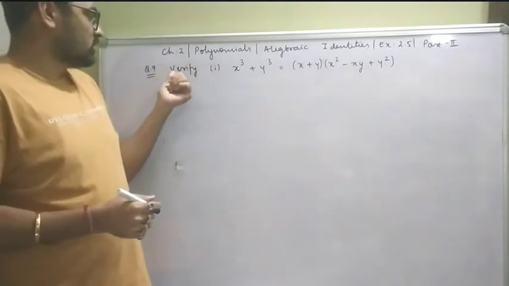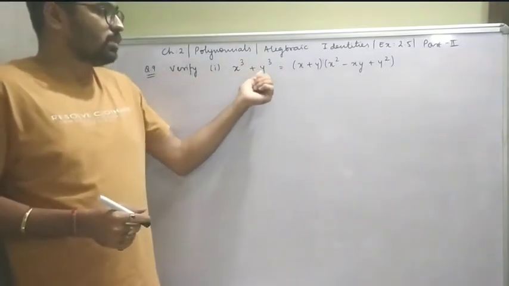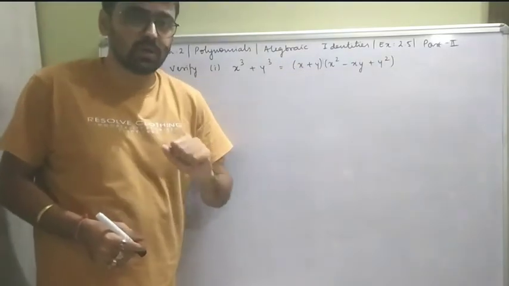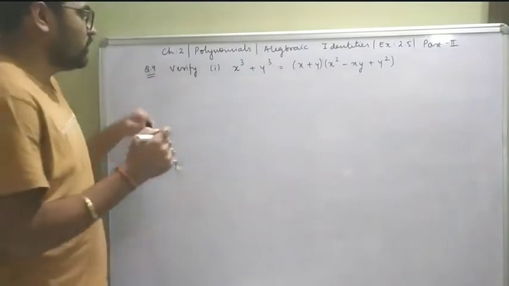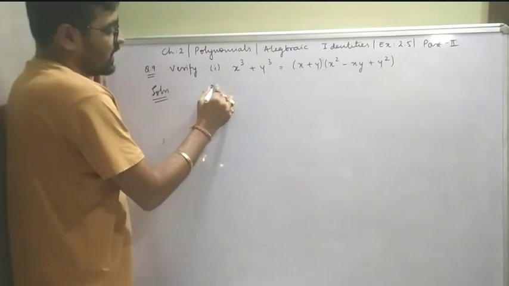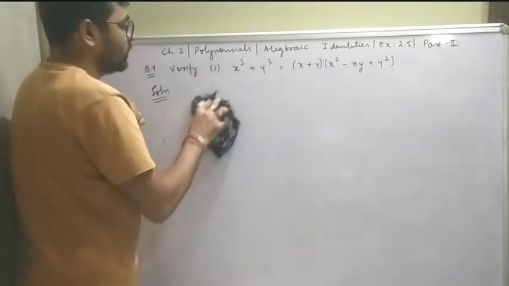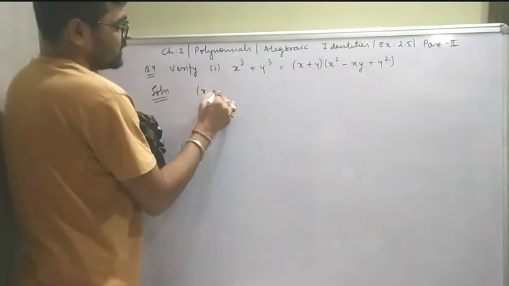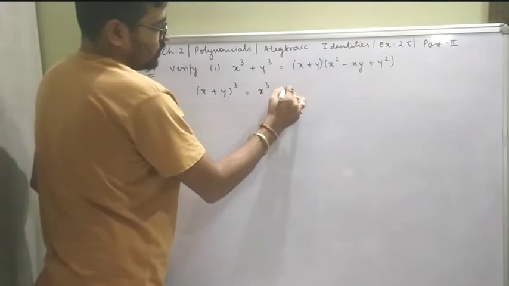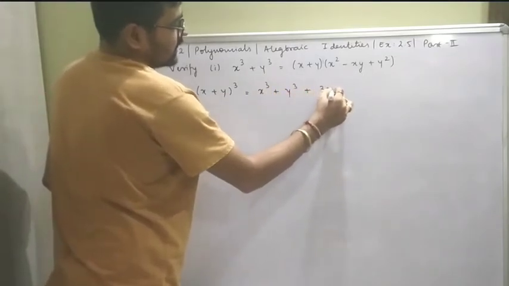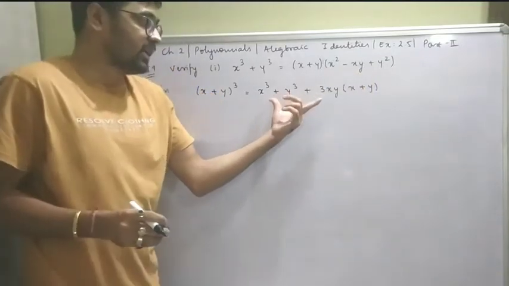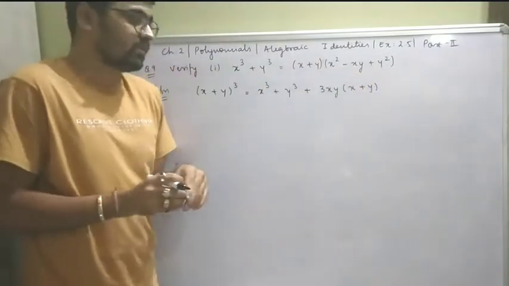In question number 9, verify first x cube plus y cube equals x plus y into x square minus xy plus y square. Now we have to verify this. How are we going to do it? First of all, I have one of the identities, which is x plus y whole cube. That identity is x cube plus y cube plus 3 times xy into x plus y. This is the identity which we are going to use for this verification.